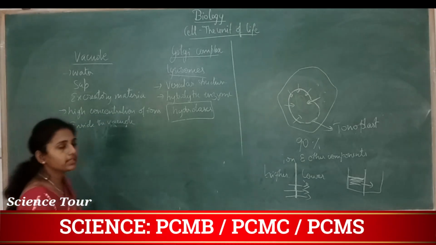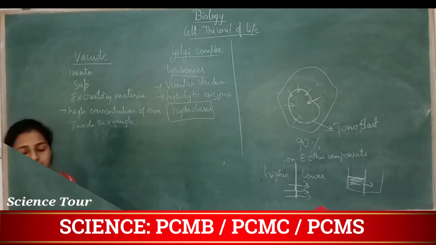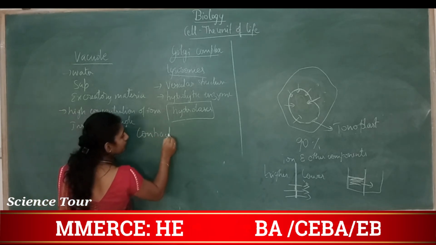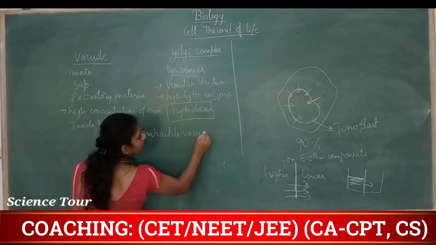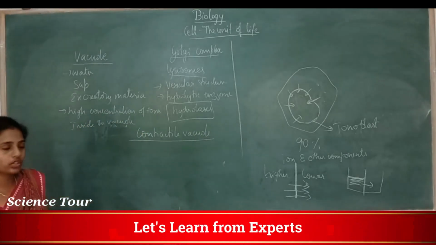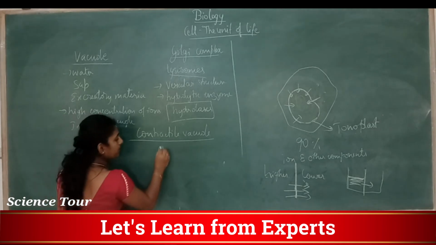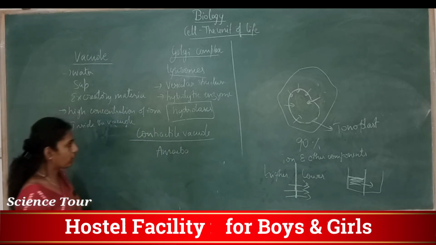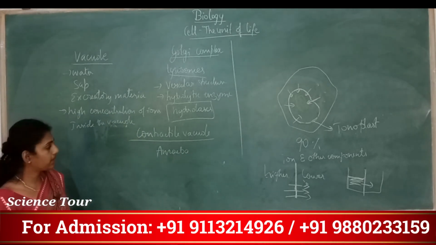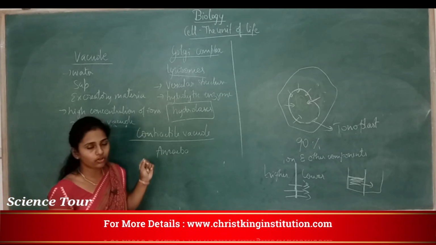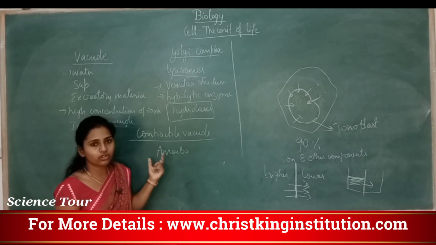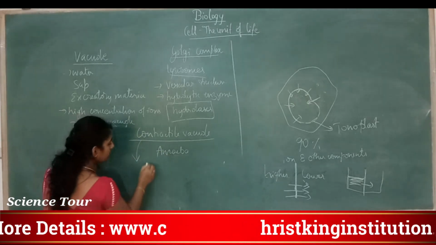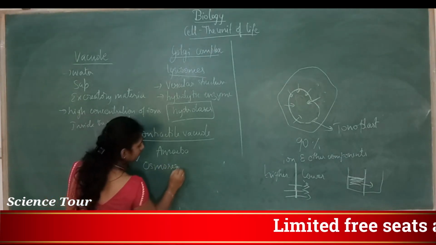In some other lower organisms, another type of vacuole is called a contractile vacuole. The contractile vacuole is usually present in protista, mainly in amoeba. So this contractile vacuole is present inside the amoeba cell. It mainly helps in osmoregulation. The main function is osmoregulation.